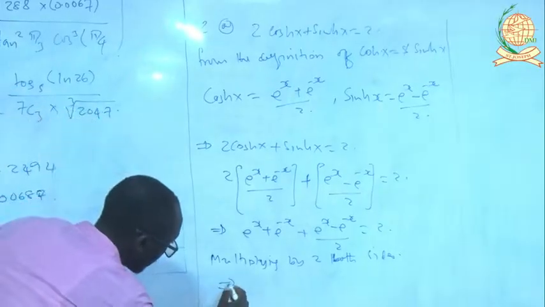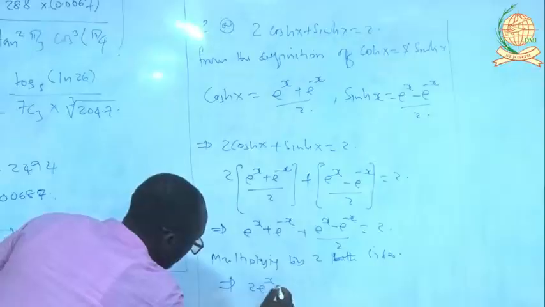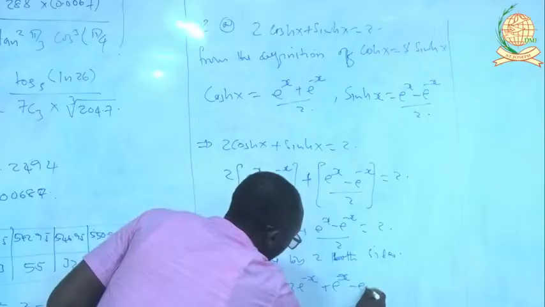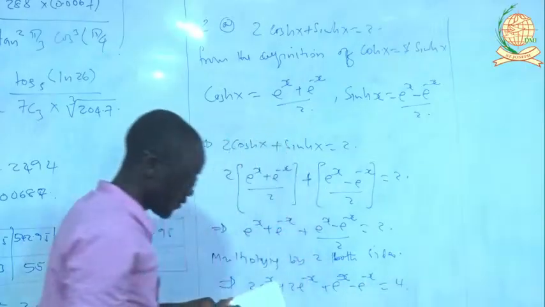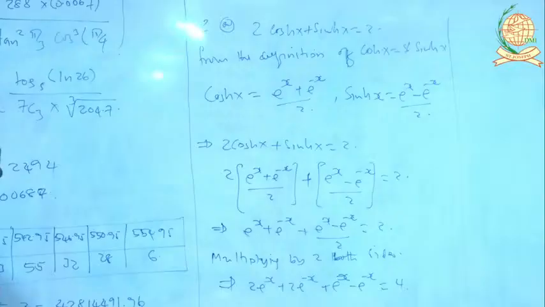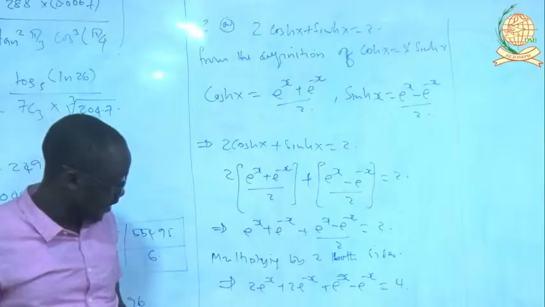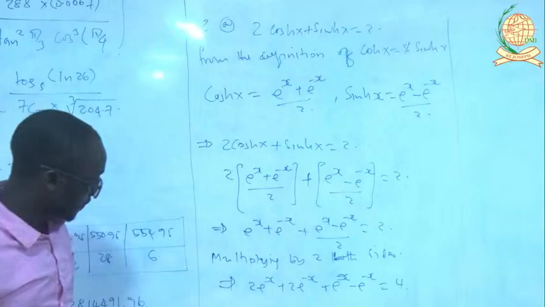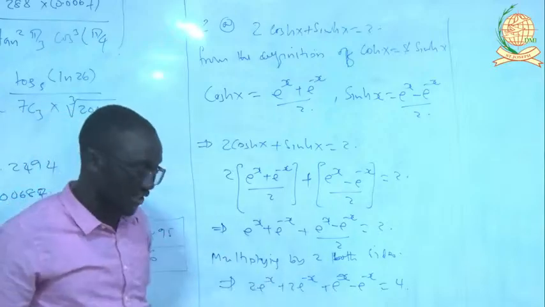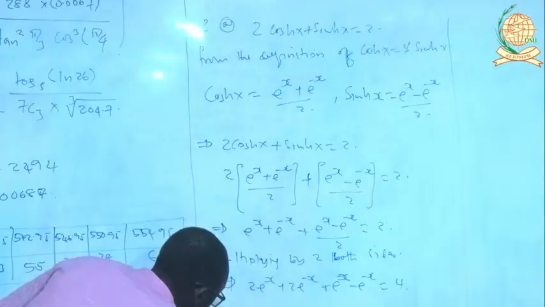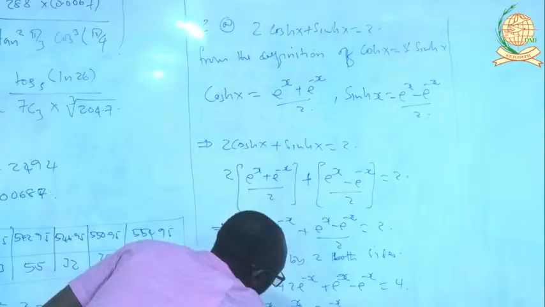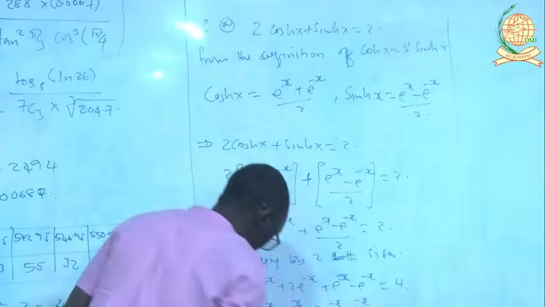So the equation after rearranging is going to be 2e^x plus 2e^(-x) plus e^x minus e^(-x) equals 4, because remember we have multiplied by 2 throughout each term from our given equation. So adding the like terms here, you can see you have a term in e^x and another term in e^(-x). So adding 2e^x and the 1e^x, we are going to have 3e^x. I'm saying here 2e^x plus e^x and 2e^(-x) minus e^(-x) equals 4.